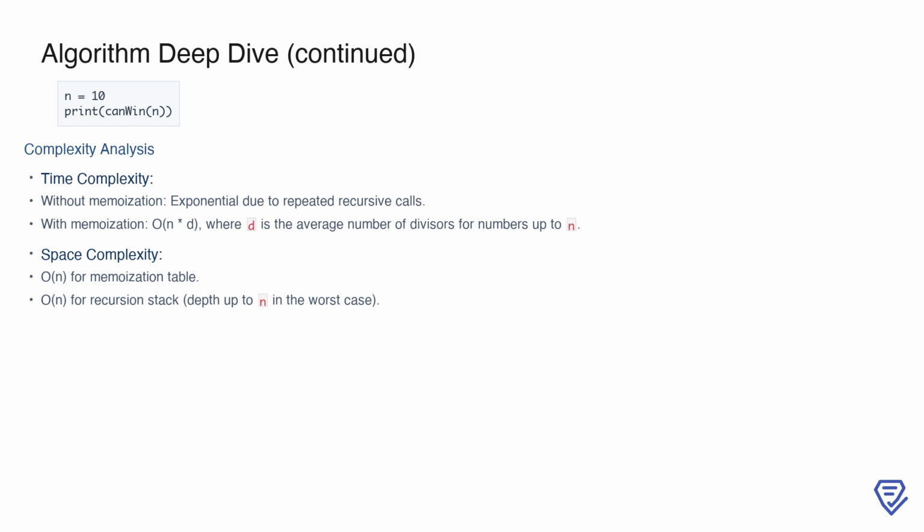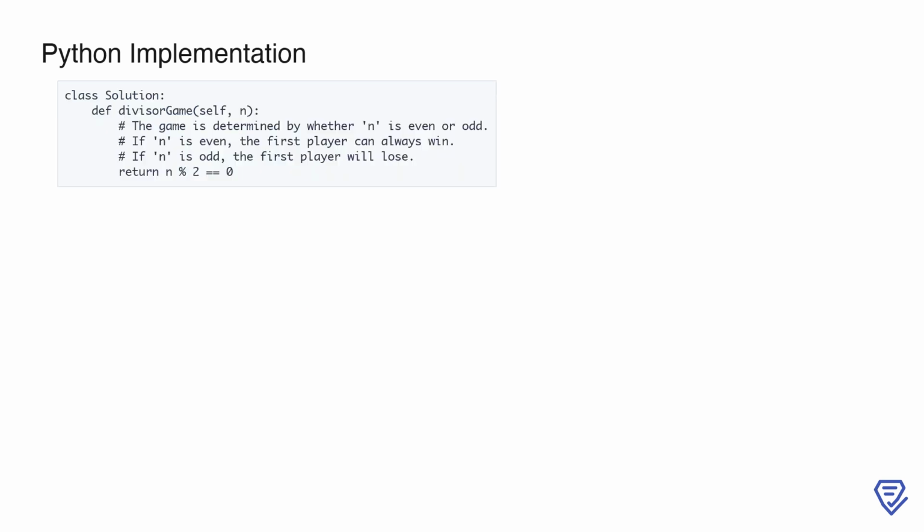This solution leverages a mathematical observation about the problem. The game's rules state that each player must subtract a divisor of the current number from it, and the player unable to make a move loses. After analyzing the game's state transitions, we find that the outcome depends entirely on whether the starting number n is even or odd. If n is even, the first player has a winning strategy.